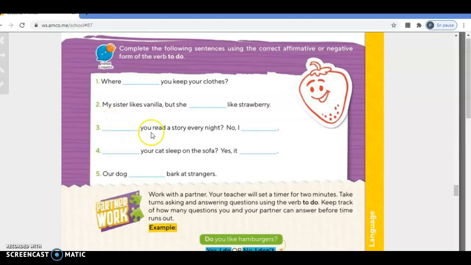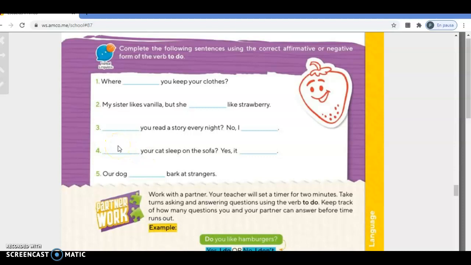Recuerda que con las preguntas acá, contestas acá. No, I doesn't or no, I don't. Number 4. Does your cat sleep on the sofa or do your cat sleep on the sofa? ¿Qué dices tú? ¿De quién están hablando? Del gato. Ok, el pronombre para el gato es it. Ok, so ya sabes qué poner acá.